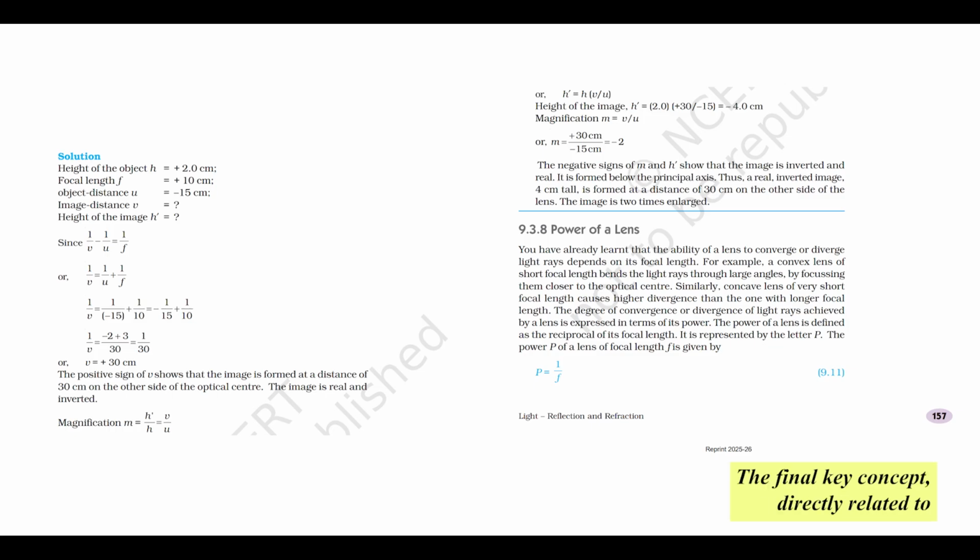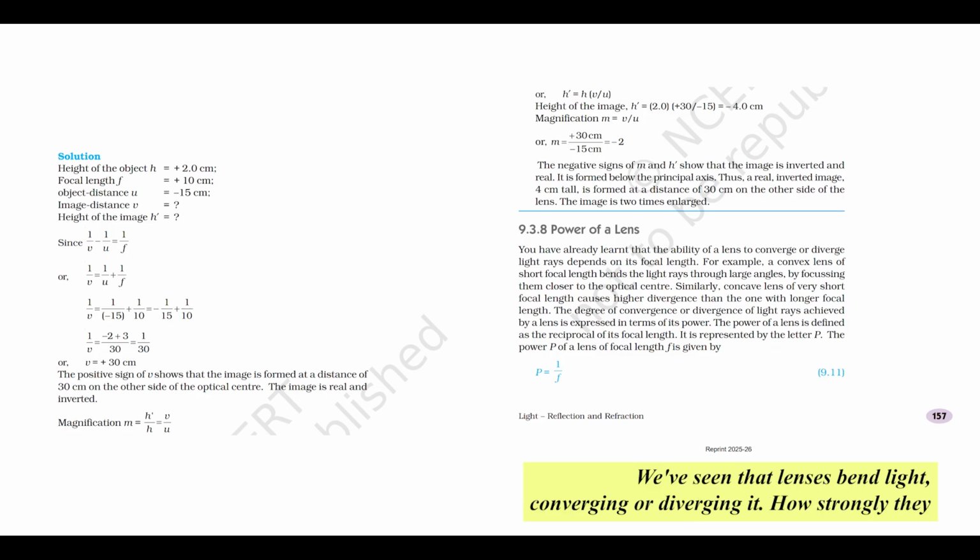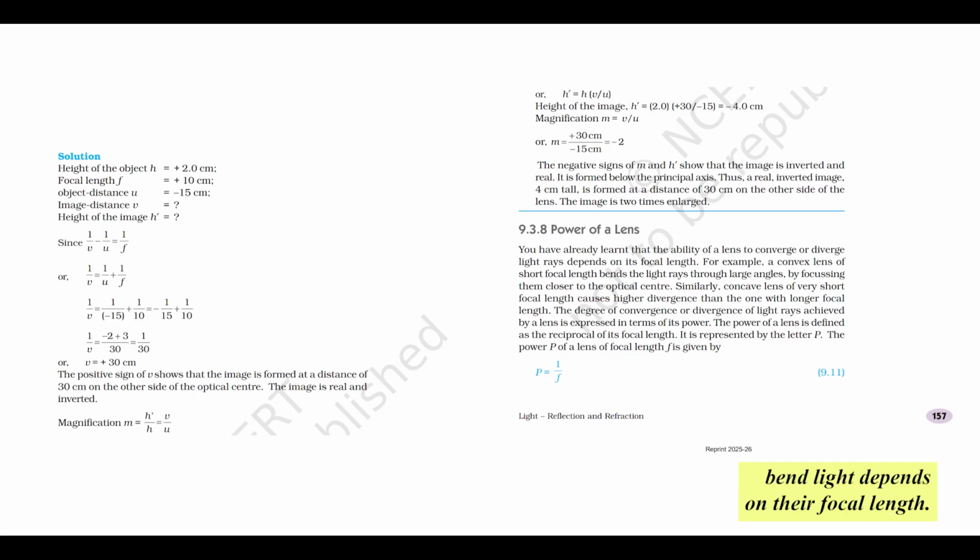The final key concept, directly related to applications like spectacles, is the power of a lens. We've seen that lenses bend light, converging or diverging it. How strongly they bend light depends on their focal length. A lens with a short focal length that bends light sharply has a strong effect. A lens with a long focal length bends light more gently. This bending ability, or the degree of convergence or divergence, is quantified by the power of the lens.